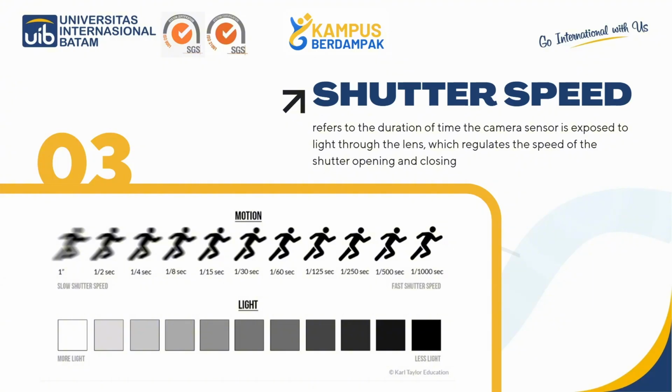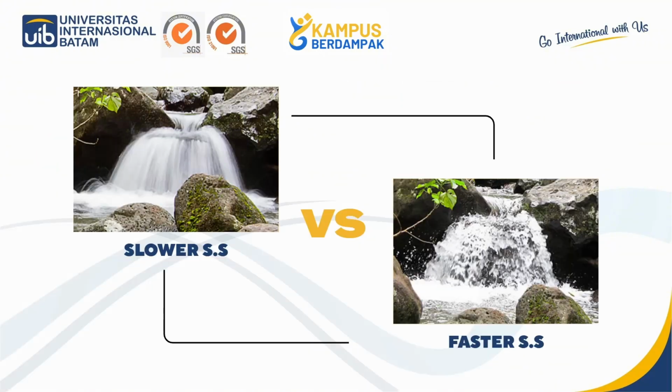The smaller the fraction, the faster the duration, while larger fractions or even a whole number mean a slower duration. One thing to note, the faster the shutter speed, the less light enters the camera and vice versa. The creative impact of shutter speed is how movement is captured in a photo. It can be frozen in action or show motion blur.